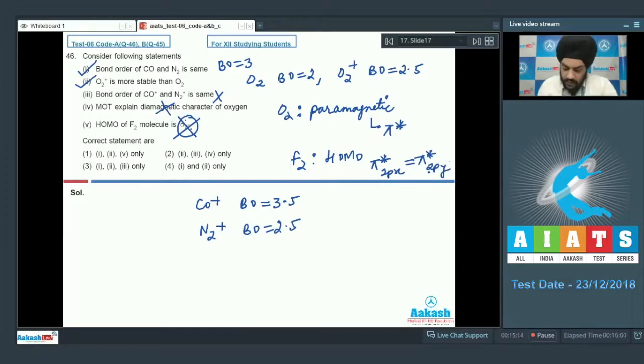So the examiner seems to be interested in knowing about the correct statements, and we can see that the correct statements are only 1 and 2, which is given in option 4. So students, we have to select option 4 as the correct answer to question number 46. Let us look at the next question.